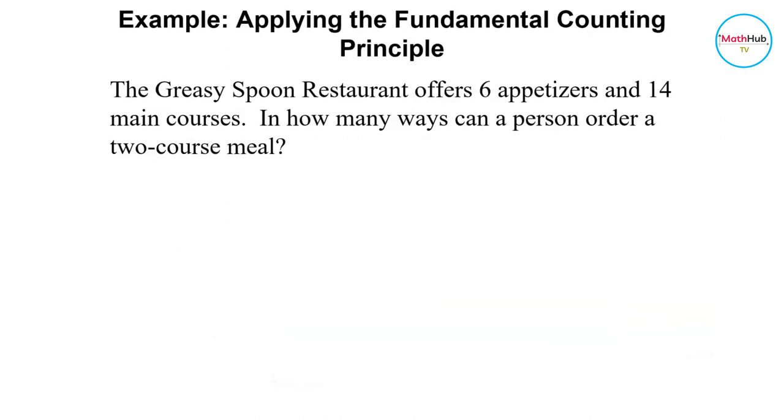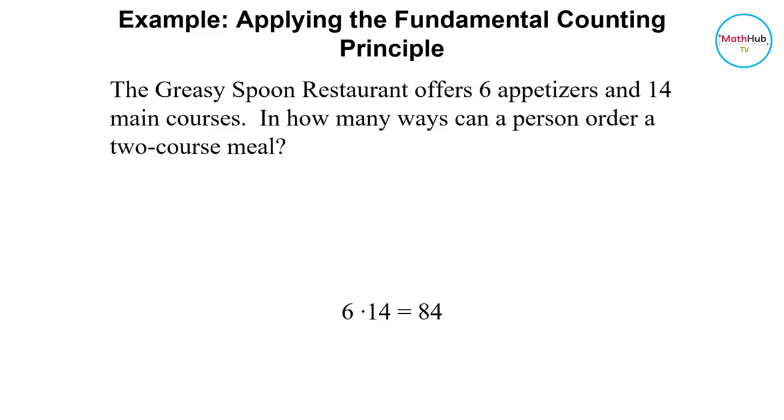Let's apply the fundamental counting principle to the following example. The Greasy Spoon restaurant offers 6 appetizers and 14 main courses. In how many ways can a person order a 2-course meal? When you say 2-course meal, that means you get 1 appetizer and 1 from the main courses. Now, choosing 1 of the 6 appetizers and 1 of the 14 main courses, the total number of 2-course meals is 6 times 14, which is equal to 84.